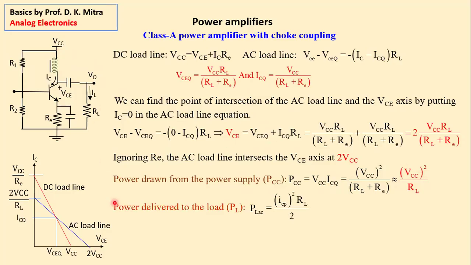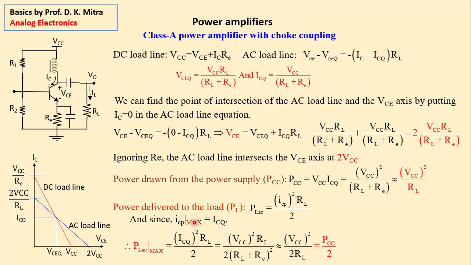Next is, what is the power delivered to the load? You remember in our last day's lesson, AC power delivered to the load is ICP square RL by 2, where ICP is the peak value of this current wave. This current wave from here to here, and for maximum swing, ICP is equal to ICQ, right? For maximum swing, ICP max is equal to ICQ. So if we put ICQ here, it is ICQ square RL by 2. Now put the value of ICQ from here to here, and it becomes VCC square by 2RL. That means power delivered to the load is half of the DC power drawn from the battery.